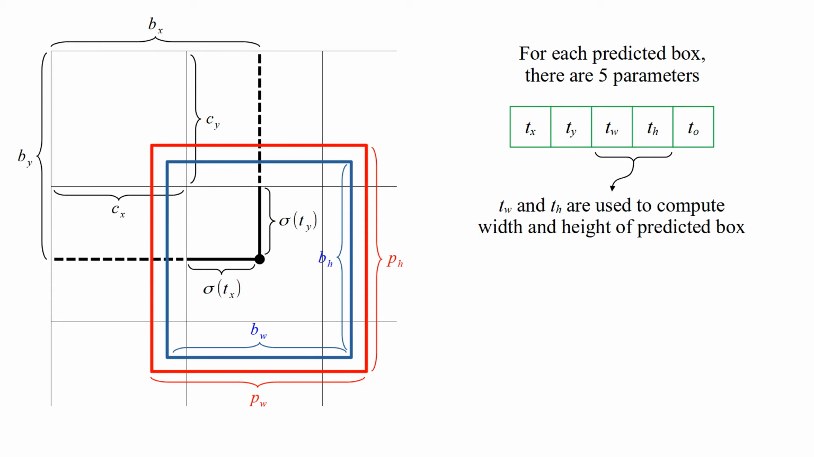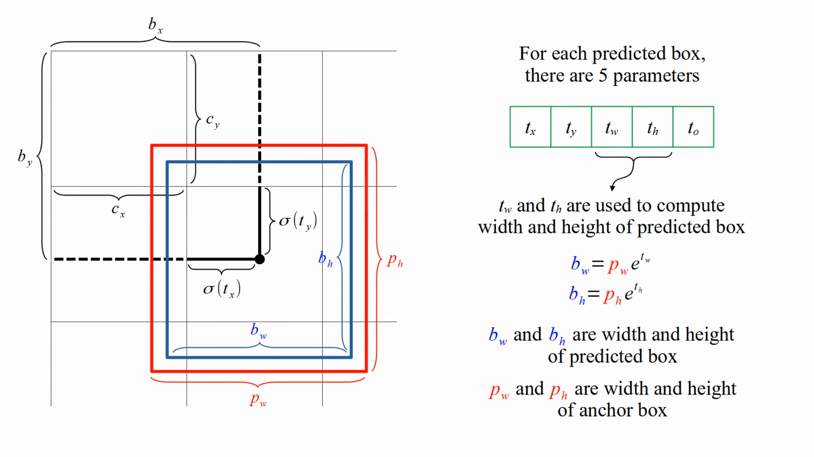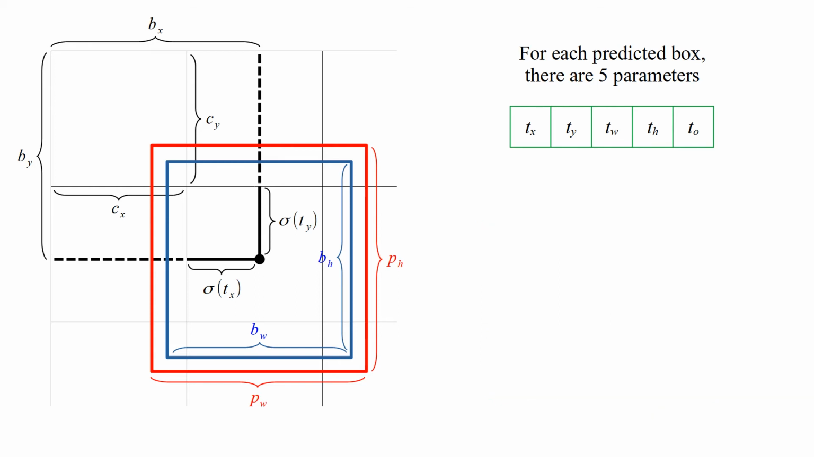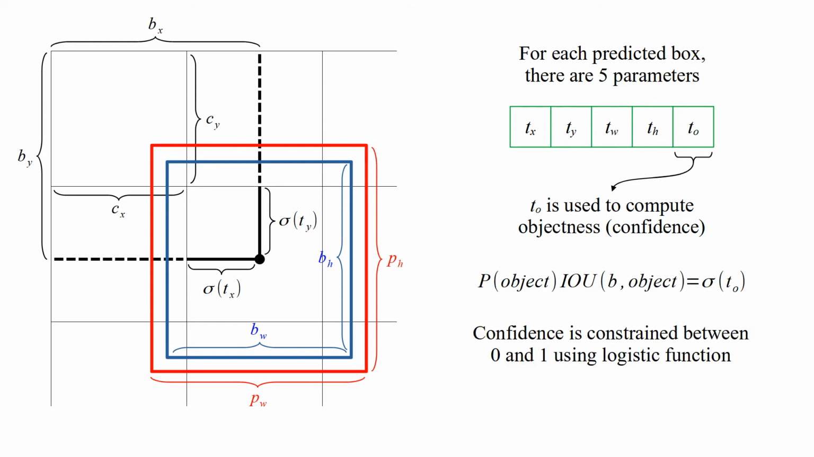Anchor box is shown with red and predicted box is shown with blue. Width and height of the predicted box is computed relative to anchor box dimensions. TO is used to compute objectness or confidence score. Confidence is constrained between 0 and 1 using logistic function.